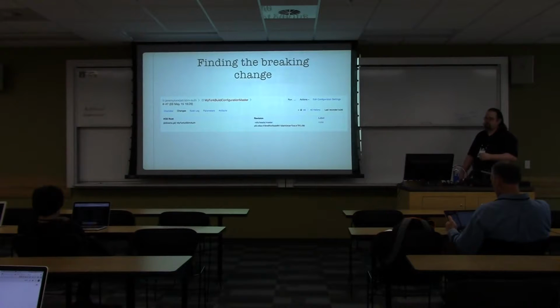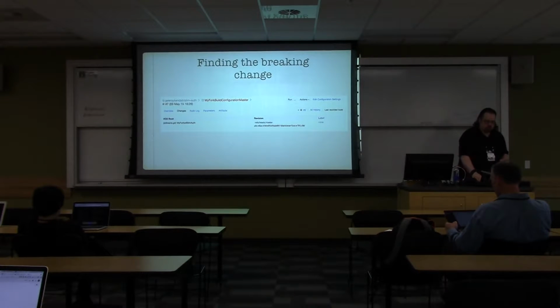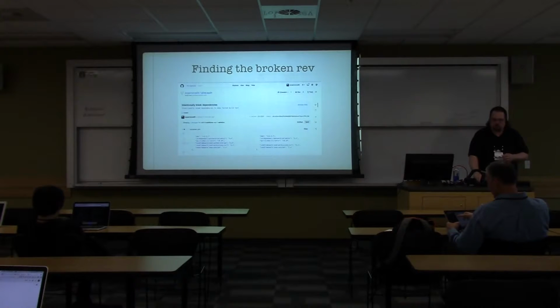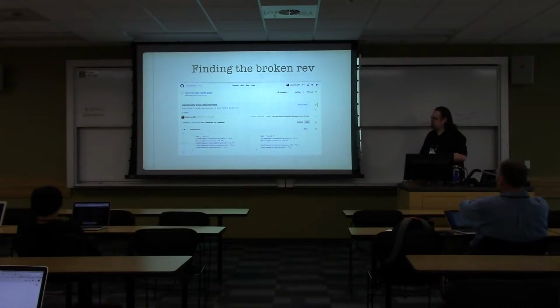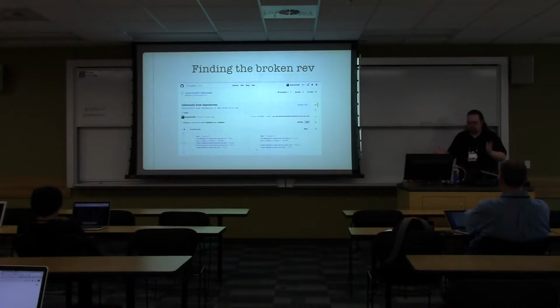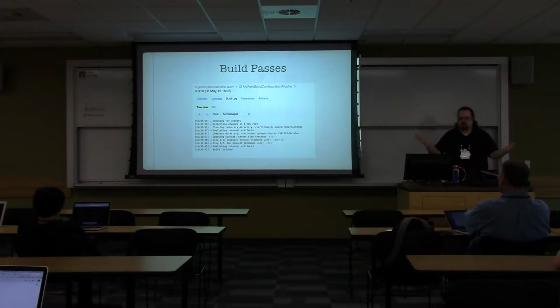So we can find that break and change by looking at the revision under the changes tab of our build. And we can take this SHA hash, put it on GitHub, and it'll take us right to the commit where somebody took out that class, which in this case was intentional. It won't always be intentional. So when we revert that change, put our class back, and run our build again, everything passes.